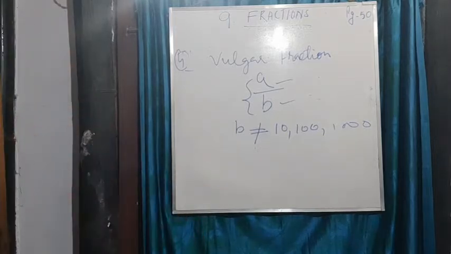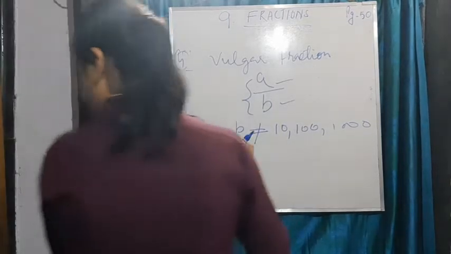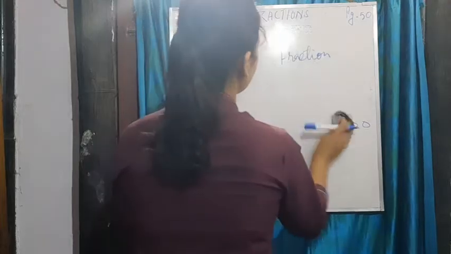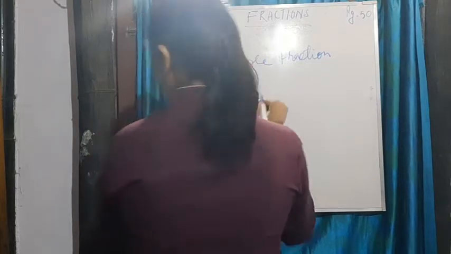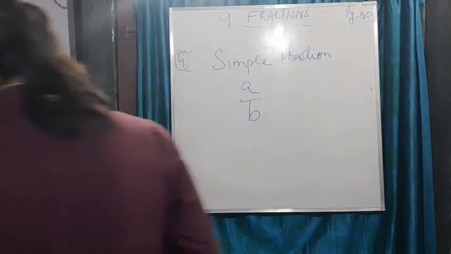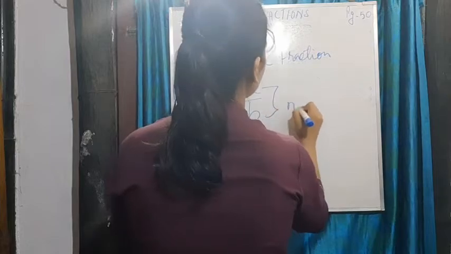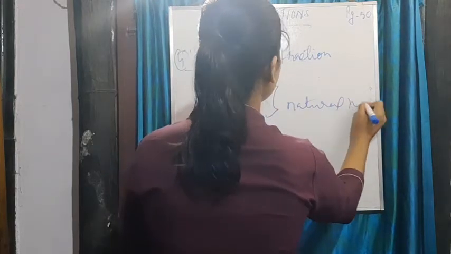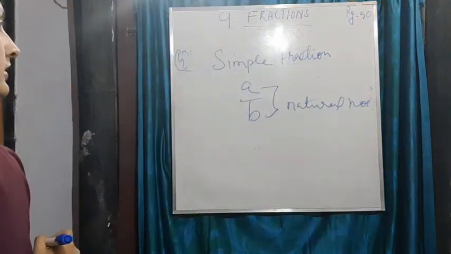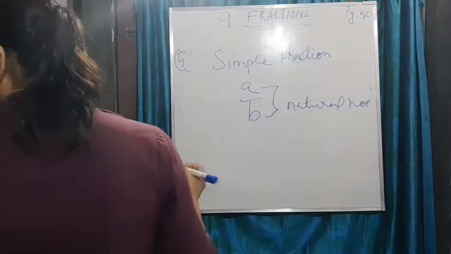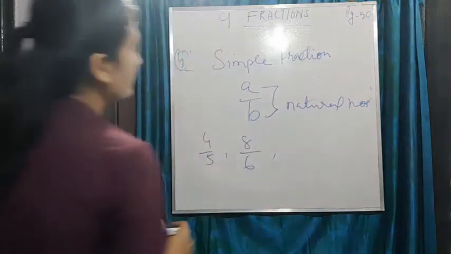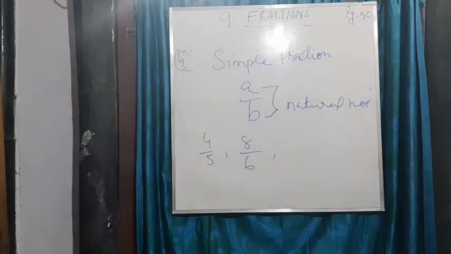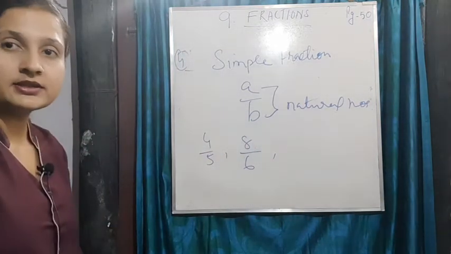Then comes your simple fraction. In simple fraction, a by b, both are natural numbers. It should be natural numbers. Then it is said to be your simple fraction. For example, 4 by 5, 8 by 6. This is an example of simple fraction. I hope you can follow this.